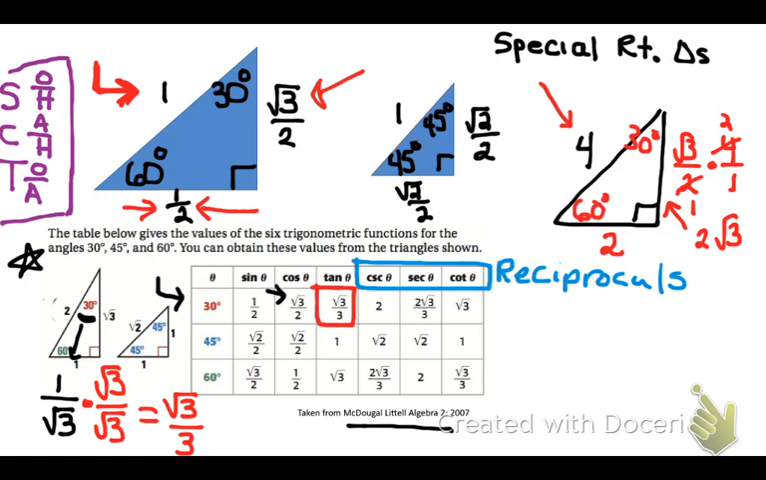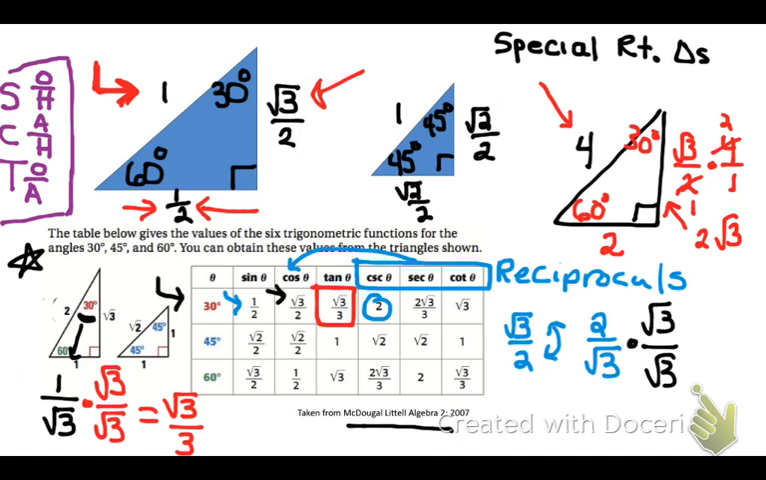So cosecant, we go over to sine. The reciprocal of 1/2 is 2. Then now for secant, we're going to go to cosine, and we have square root 3 over 2. We need to write the reciprocal, so it's 2 over square root 3. But remember, we cannot have a radical in the denominator, so I'm going to multiply the numerator and denominator by square root 3. So I get 2 square root 3 over square root 9. The square root of 9 is 3. So that's where this one comes from.